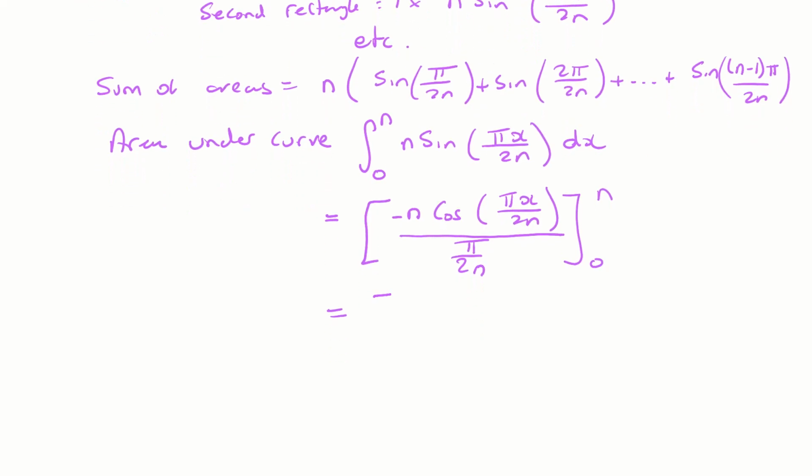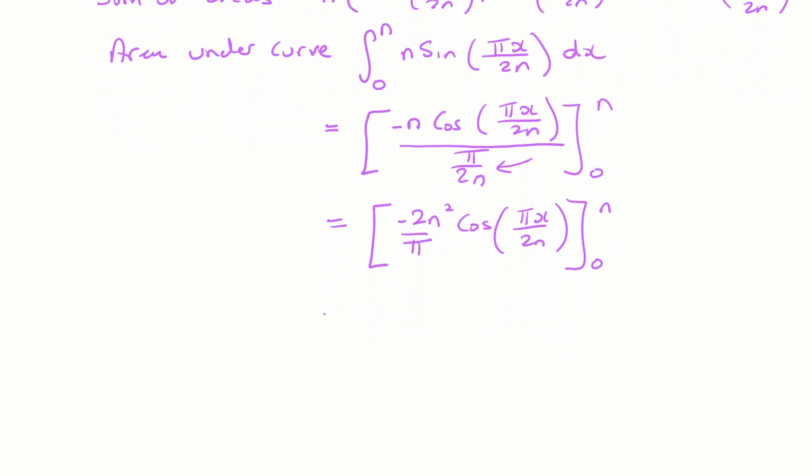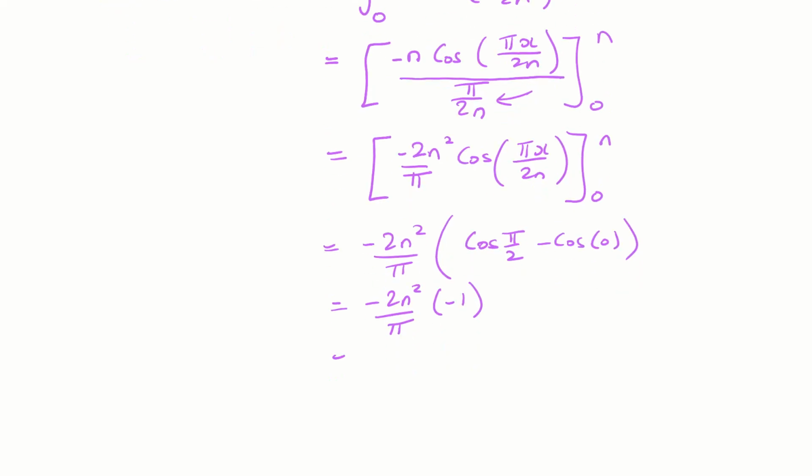And if we do that, note that this will turn upside down and multiply. So we'll have negative 2n squared on pi cos pi x over 2n from 0 to n. So that's going to be negative 2n squared over pi into cos of pi by 2, and then with the 0 in there, take away cos of 0, which is negative 2n squared on pi times negative 1, giving us 2n squared on pi.